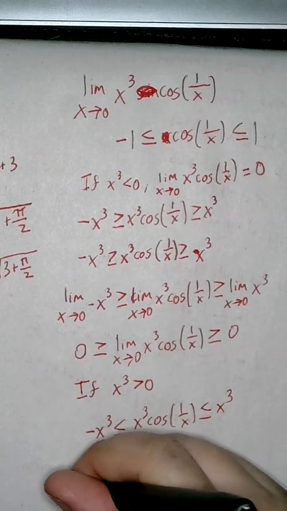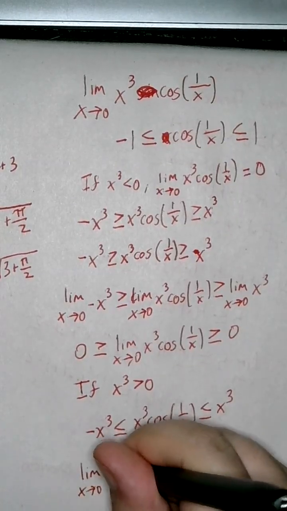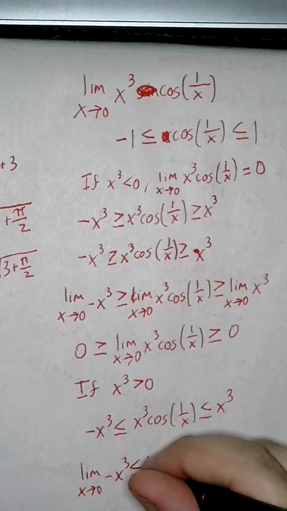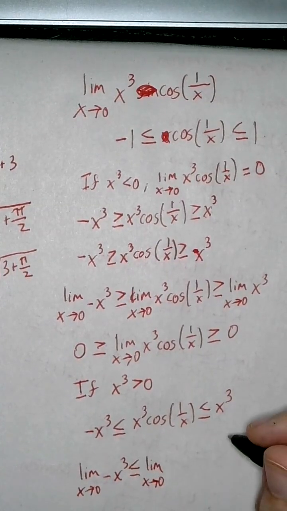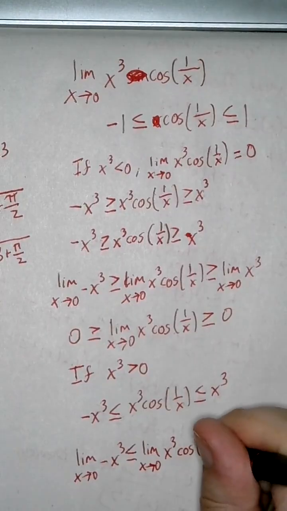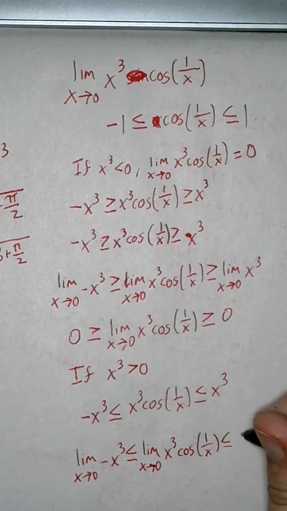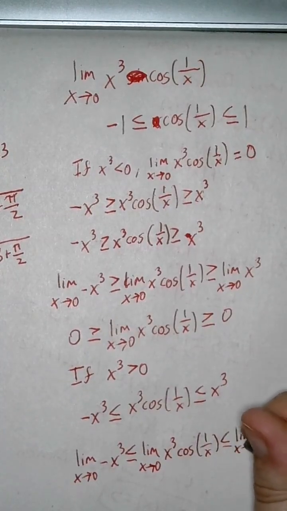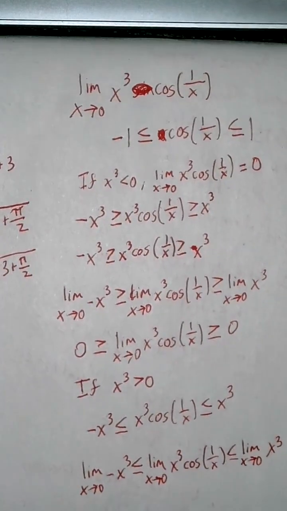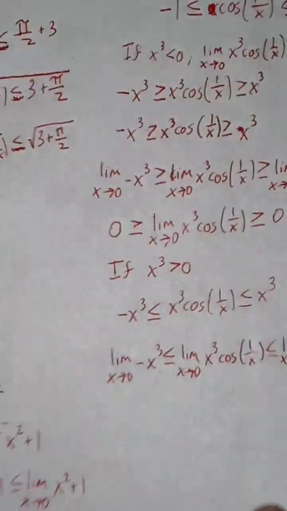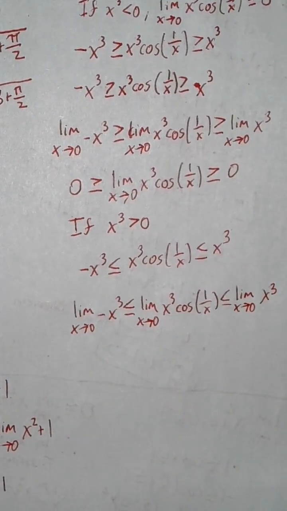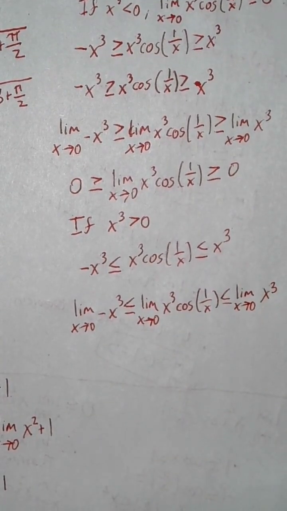So I have the limit as x approaches 0 of negative x cubed is less than or equal to the limit as x approaches 0 of x cubed times the cosine of 1 over x, which is less than or equal to the limit as x approaches 0 of x cubed. Do I end up with the same situation? Do I end up with this? Or do I end up with something else?